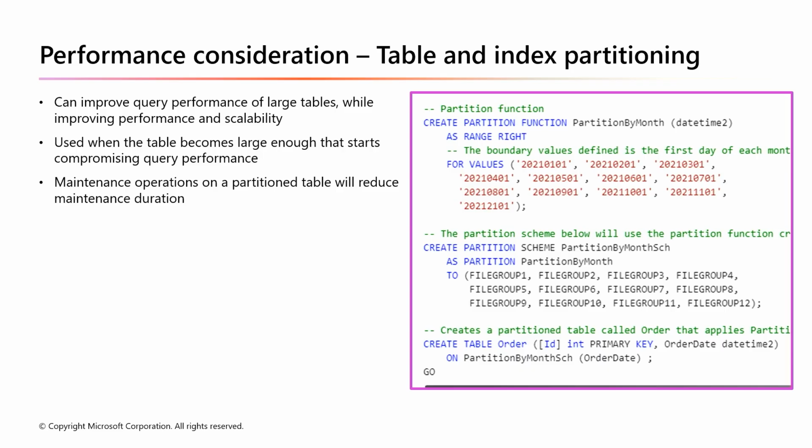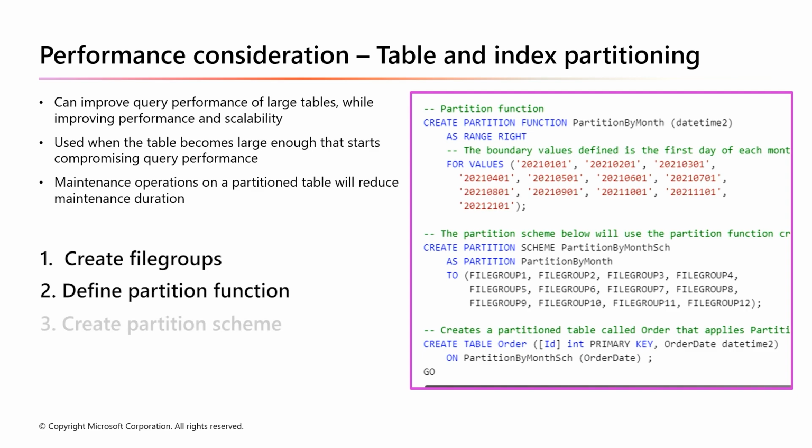To implement partitioning, you follow 4 key steps. First, create file groups to define physical storage locations. Next, define a partition function to specify how data is split. It's typically by date, but you can change that out to however you'd like to. Next, you want to create a partition scheme to map partitions to the file groups. And finally, you want to create the partitioned table using that scheme.